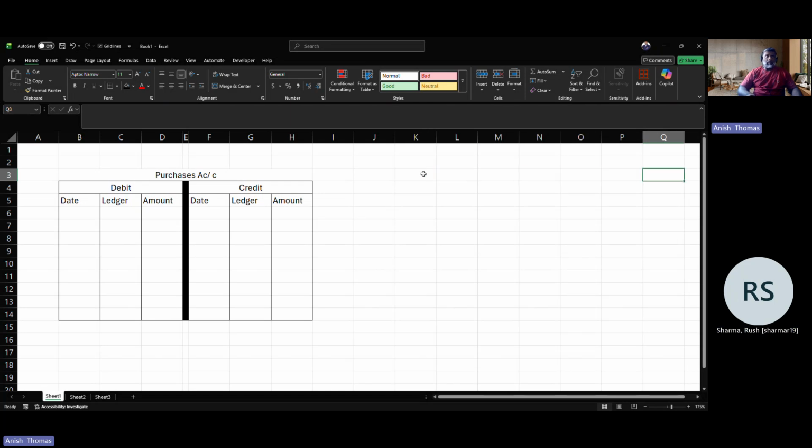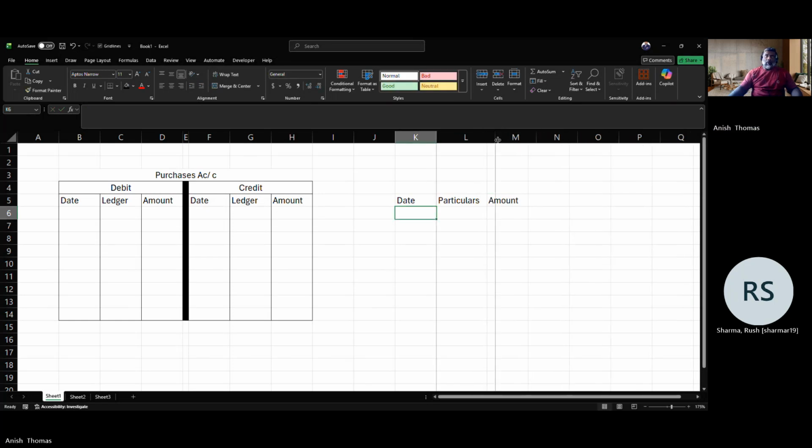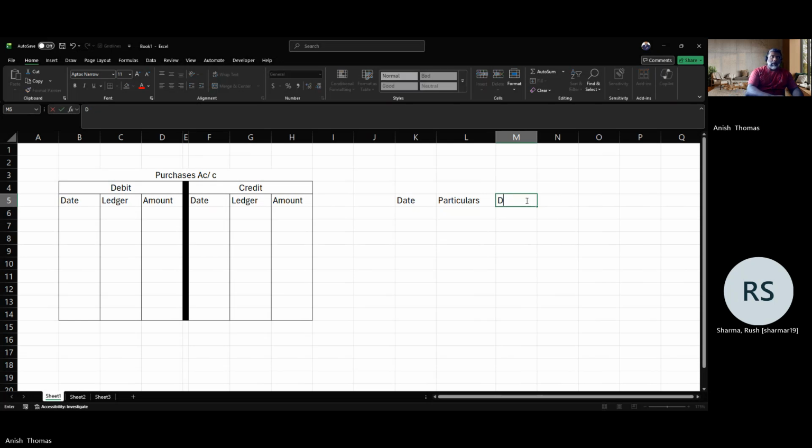Now I'll introduce you to a concept called the journal book or the journal register. It also has similar columns to what we have: date, particulars, and then amount. We have debit amount, and then we have credit amount. Debit is always on the left, credit is always on the right.